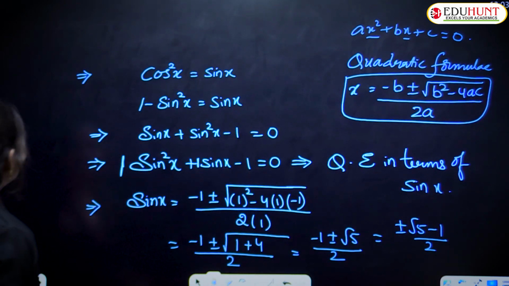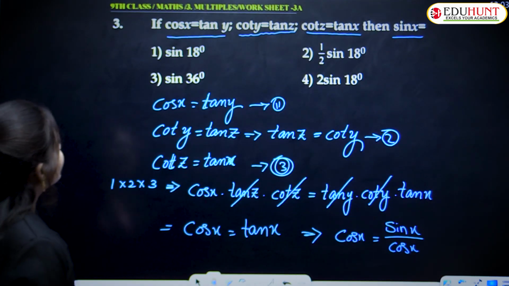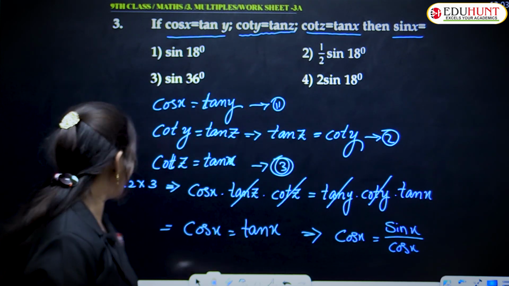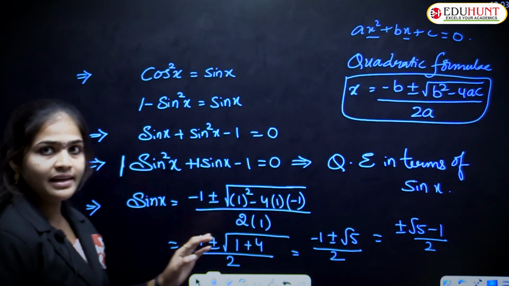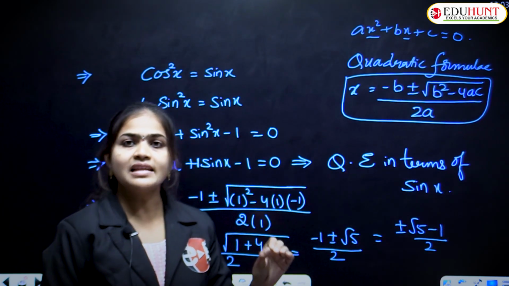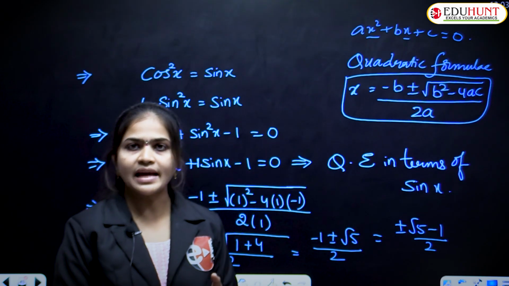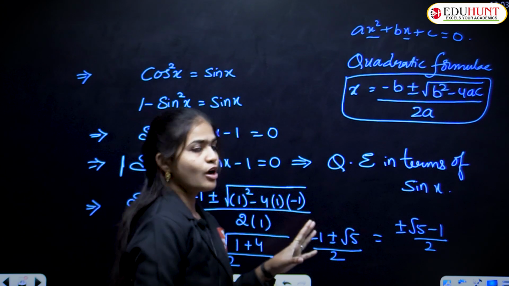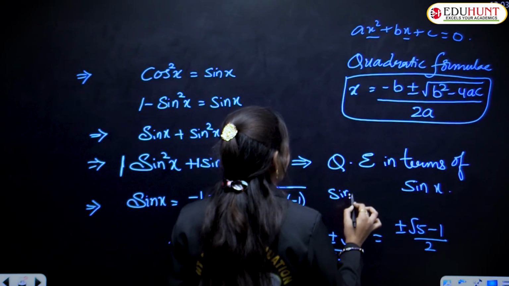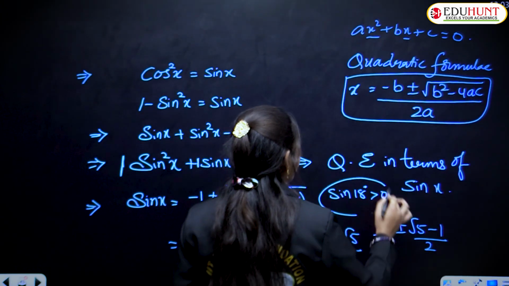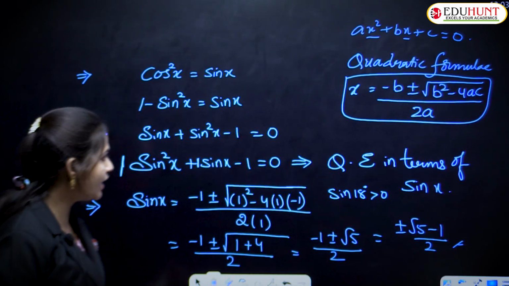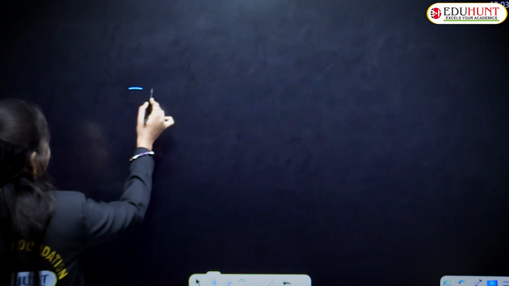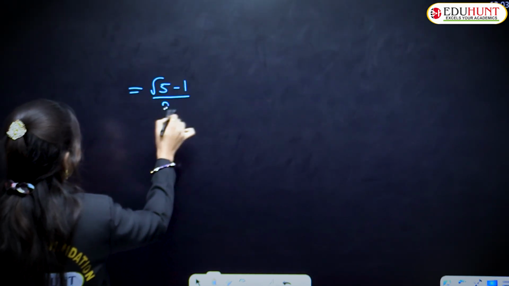But in that question, are they given any condition here? Yes, they gave options: 18 degrees, 36 degrees, whatever it may be. Sin 0 degrees, sin 1 degree, 2 degree, 3 degree, as well as 18 degrees, 36 degrees, all these values are greater than 0, no? So sin 18 degrees is greater than 0. That's why we take the positive, which is equal to root 5 minus 1 by 2.